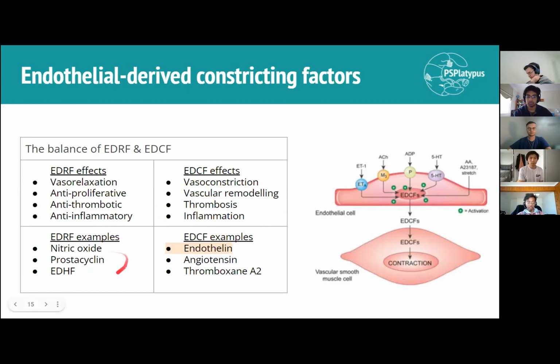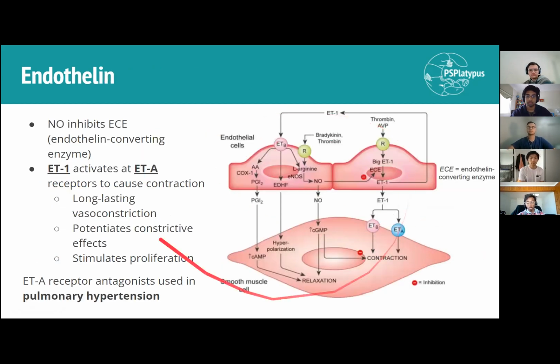We talked about nitric oxide, prostacyclin, and EDHF. And examples of EDCF are endothelin, angiotensin, and thromboxane A2. In particular, we're going to talk about endothelin a little bit. Orienting ourselves in this diagram here, we can see what we talked about with nitric oxide here, with endothelial nitric oxide synthase. And you can see how nitric oxide inhibits ECE here. Now, ECE is endothelin converting enzyme, which essentially causes the maturation of endothelin 1 for it to have effector action at the smooth muscle cells.